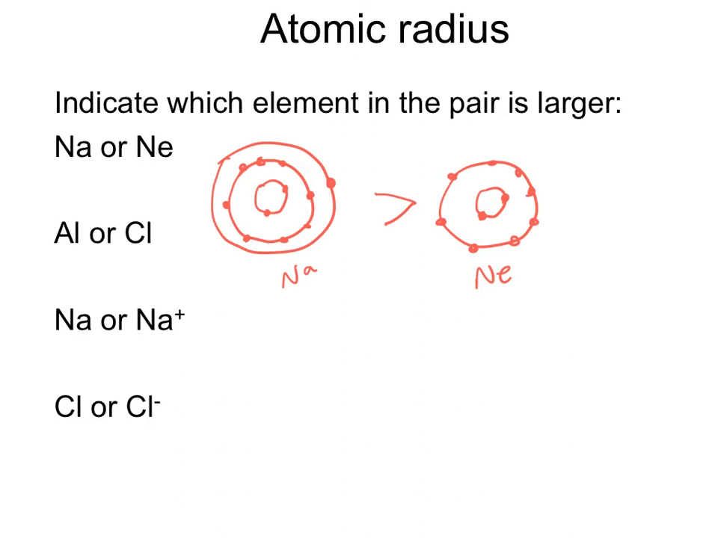The next one is sodium versus sodium plus, versus chloride. Right here. So that covered all 4 examples there. So aluminum, 13, versus chlorine, which is 17. Which one is larger?